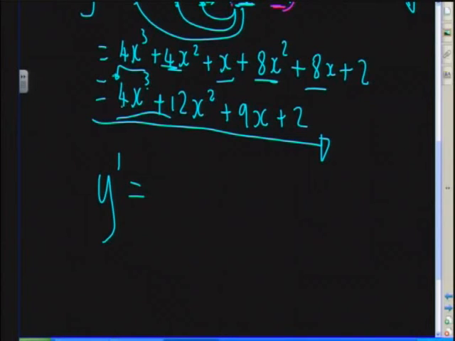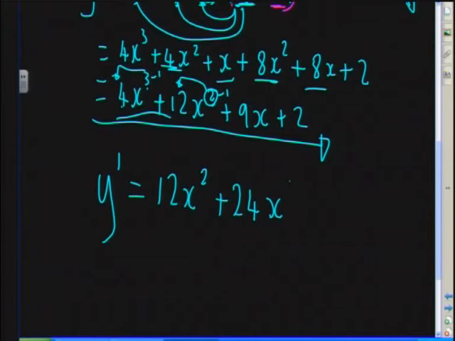So we take the power, times it by the constant in front of the x. 3 times 4 is 12. From the power of the x, we subtract 1. So 3 minus 1 is 2. For the next term, we do the same thing. Power times the coefficient. 2 times 12 will give me 24. From the power, I subtract 1. So 2 minus 1 will just give me 1.